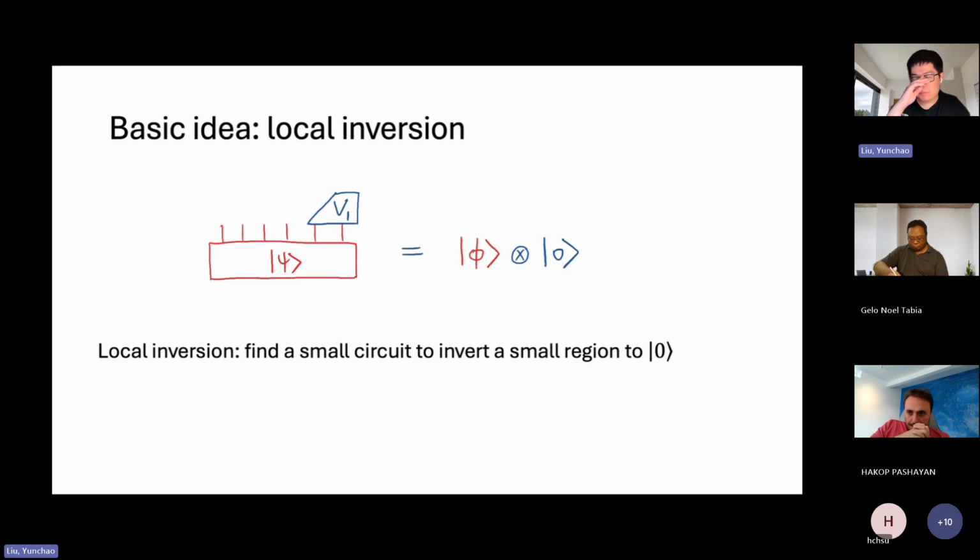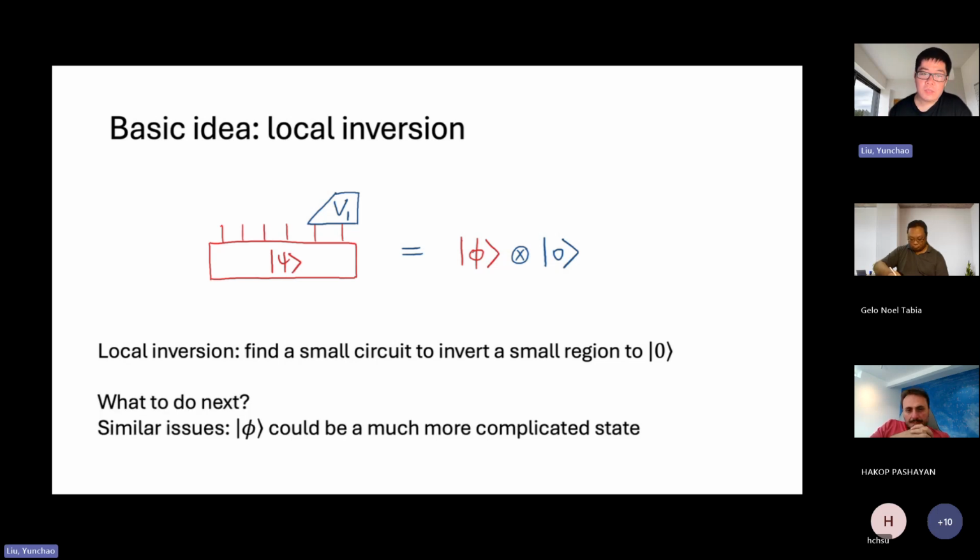From this basic idea, the question is what to do next. Again, there's a similar issue: if we just directly apply a local inversion V1, even though we have successfully removed one of the qubits, the problem is that the remaining state phi could be a much more complicated state than before. In other words, there can be a circuit depth blow-up, and this will create a lot of trouble if we try to iterate this.